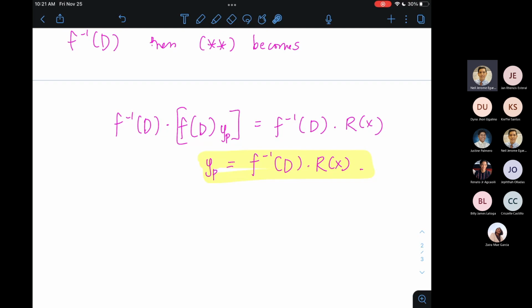But for today, I'll talk about specific forms for r of x na madaling kunan or madaling applyan ng f inverse of D. Actually, if f is a polynomial with constant coefficients, then we can devise certain ways on how to find the f inverse of D applied to r whenever the forcing term r is an exponential of the form e to the kx, or if it is trigonometric of the form sine of ax or cosine of bx. Yun yung titingnan natin for today. Okay?